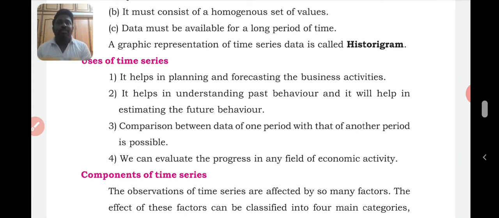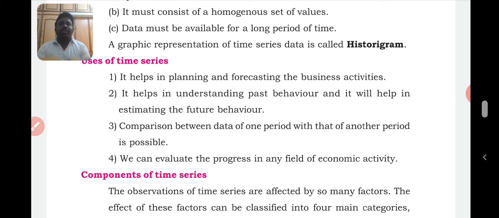With the help of time series analysis, you can understand the past behavior: your 10th marks, your 9th marks, your first PUC marks. If you are going with the same behavior, you can tell what will be your second PUC percentage. Similarly, in a company, what were the sales in the past, what will be the sales in the future. Both the past and future behavior can be understood with the help of time series.